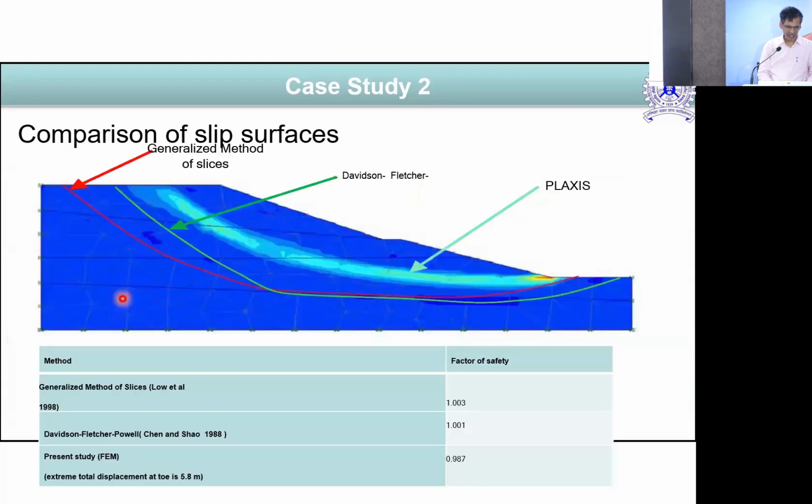So this is also important. Like here, Davidon-Fletcher-Powell is also another search method. So that way we analyze. Now you will see the factor of safety, yes, that was a failed slope. Now here it is just 1. So the factor of safety is 1.00, 0.987. So this is critical. Even there, Plaxis is a finite element method.